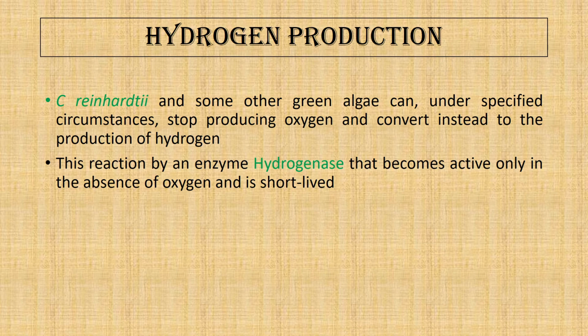Chlamydomonas reinhardtii is also used in the production of biological hydrogen. Under certain circumstances, it stops producing oxygen. It turns to a different mode of photosynthesis using not water but H2S, where by use of this hydrogenase, hydrogen is produced. So this Chlamydomonas can be used in the production of biological hydrogen.